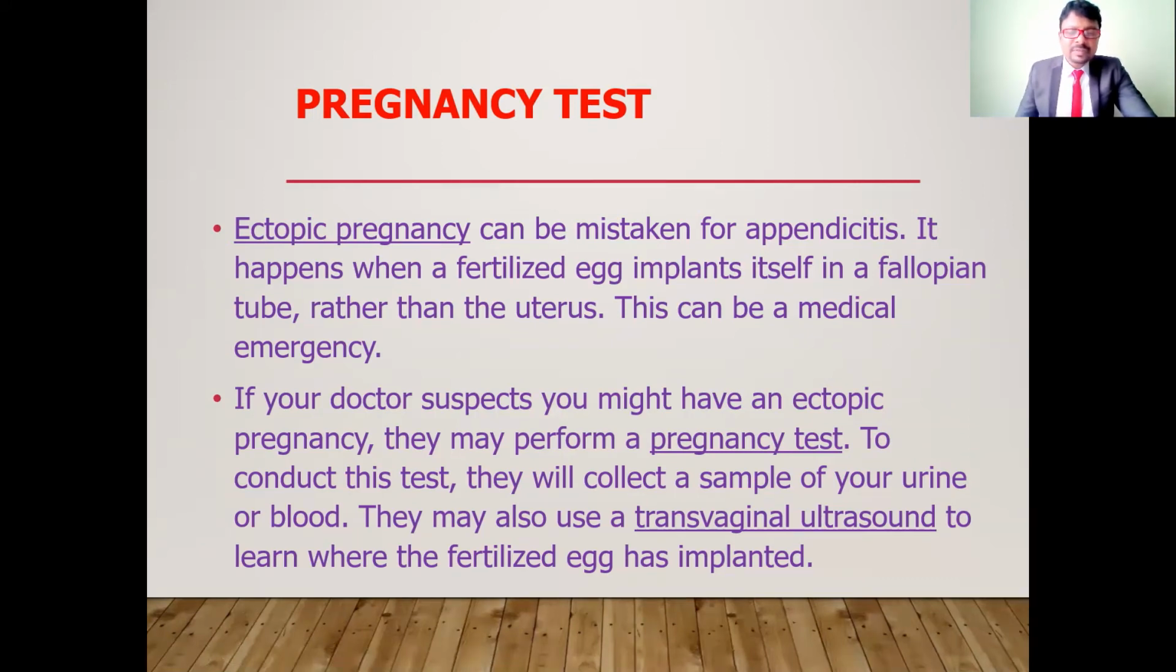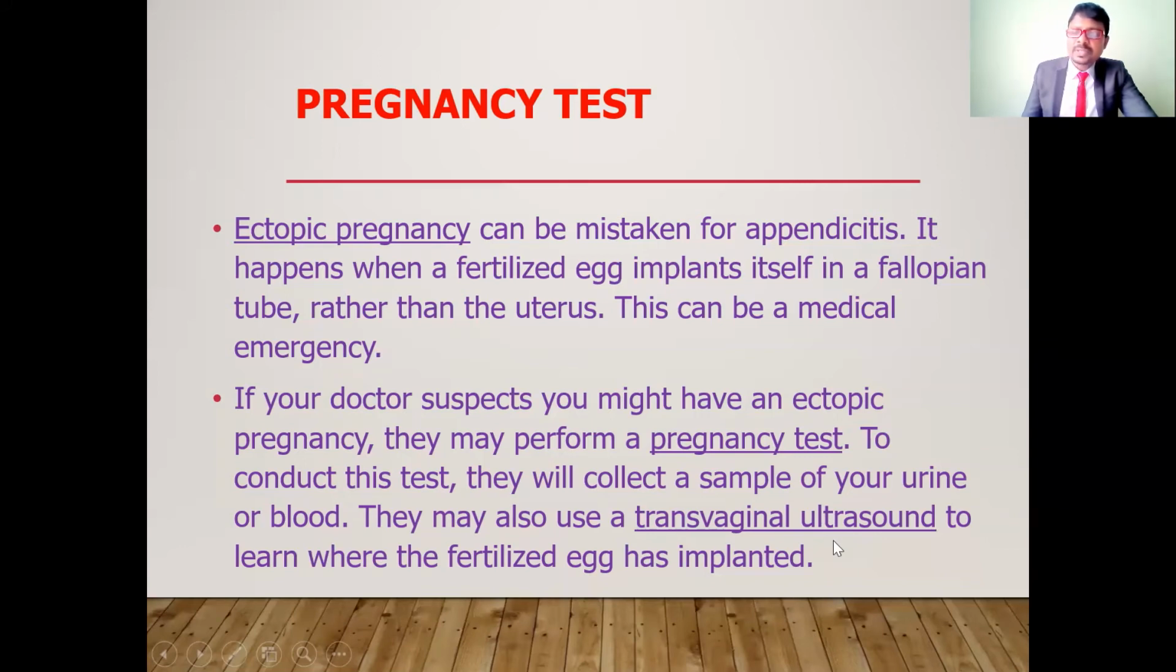And also, if the doctor suspects an ectopic pregnancy, they may perform a pregnancy test. To conduct this test, they will collect a sample of urine or blood. They may also use a transvaginal ultrasound to learn where the fertilized egg has implanted. We can find these things in ultrasound scanning, especially the transvaginal ultrasound scanning.